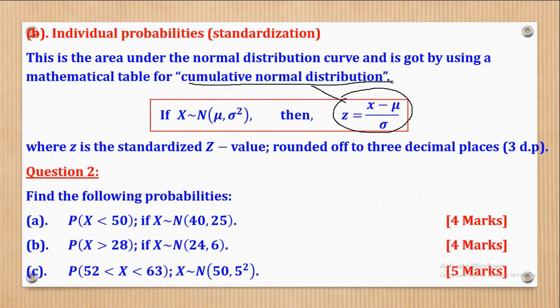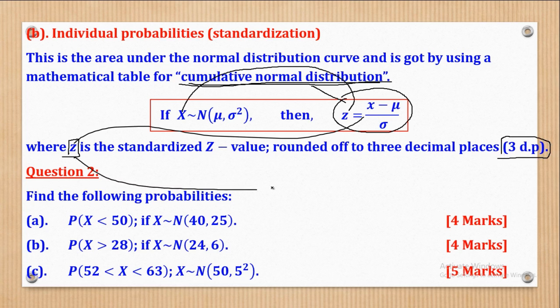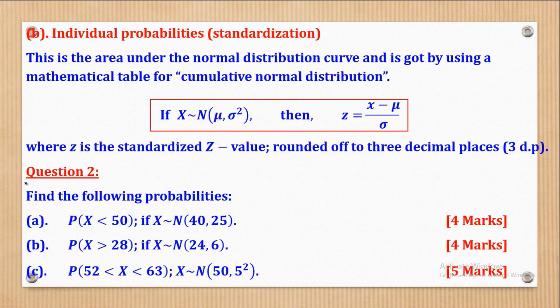What you should remember is that the random variable x must always be converted to random variable z in order to show it on the standard normal curve, and after which you can use the cumulative normal distribution to get the required probability. Also remember that the z value obtained after using this formula must be to 3 decimal places, and the probability at the end is 4 decimal places. You should not confuse the two. With that, now let's go to question 2.